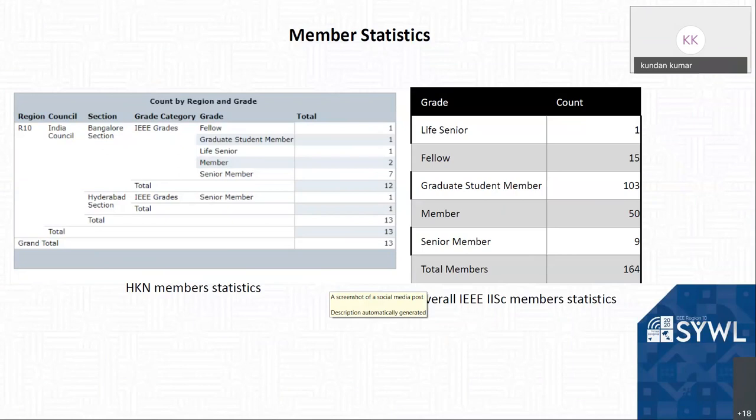This year we planned to hold our induction in March, but due to the pandemic we had some uncertainty, so we shifted it to October. So possibly we'll be doing our induction next month.